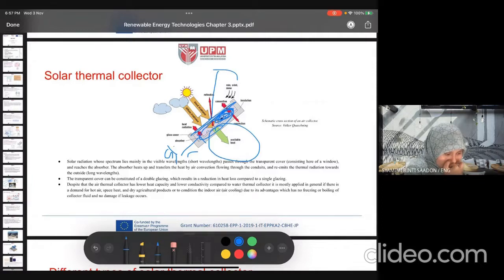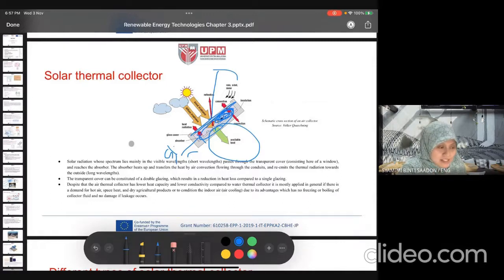So this is the main process of a solar thermal collector without PV. Despite the air thermal collector having lower heat capacity and lower conductivity compared to a water thermal collector, sometimes they use water inside the collector. It is mostly applied if there is a demand for hot air or space heat.